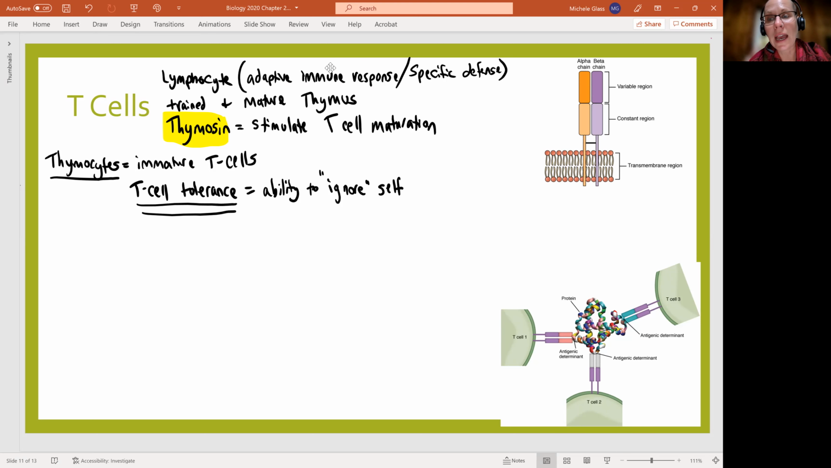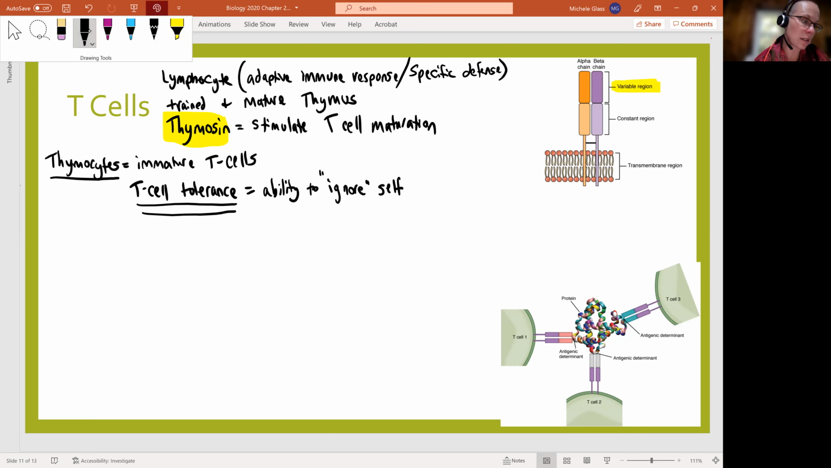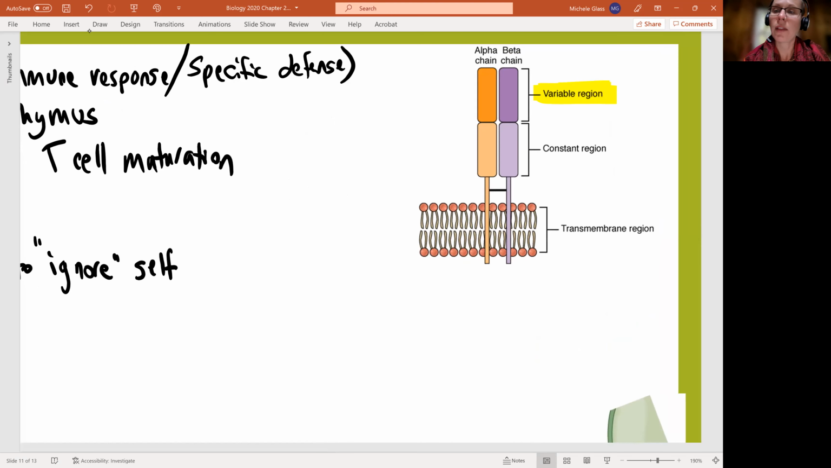This is looking at the membrane of the T cell. So we have a phospholipid bilayer, and then sticking up from that, we can describe it as a 2-chain protein receptor. The bottom part of both chains is described as the constant region, and the top part of both chains is described as the variable region. So let's highlight the variable region, and let's remind ourselves that this is the region that contains our antigen binding site.